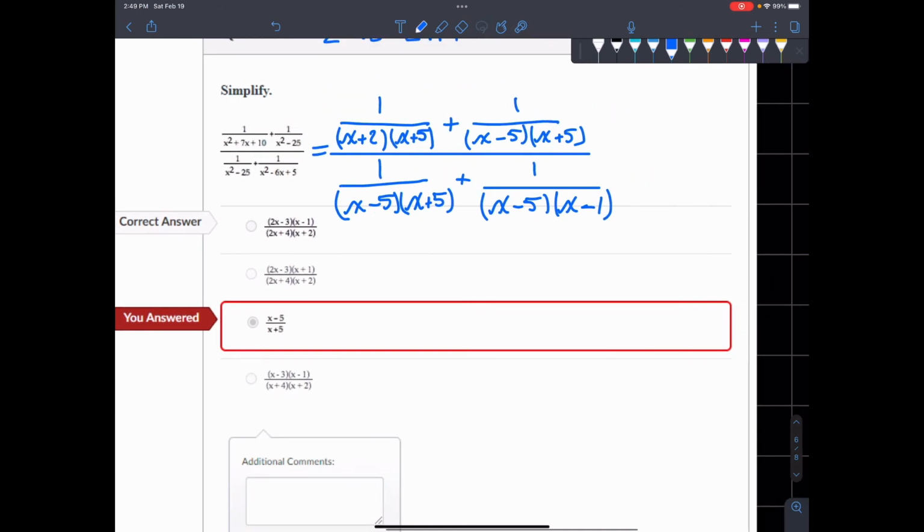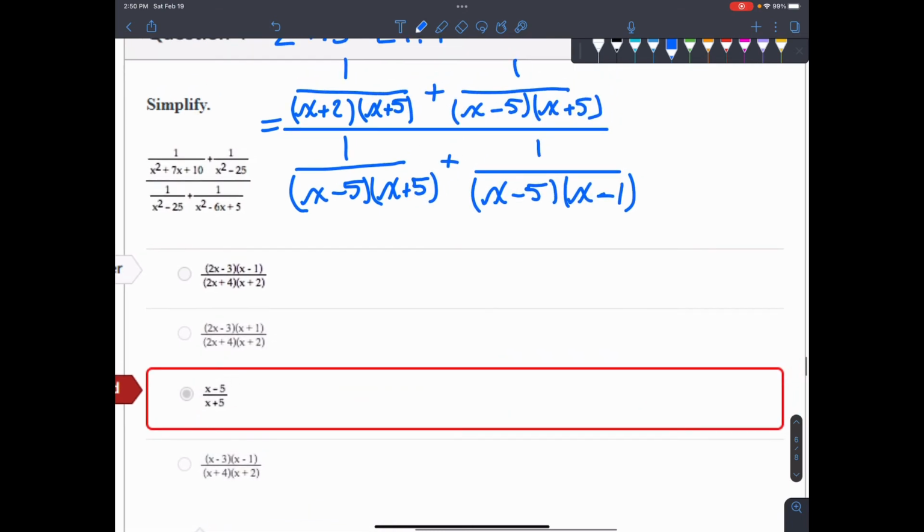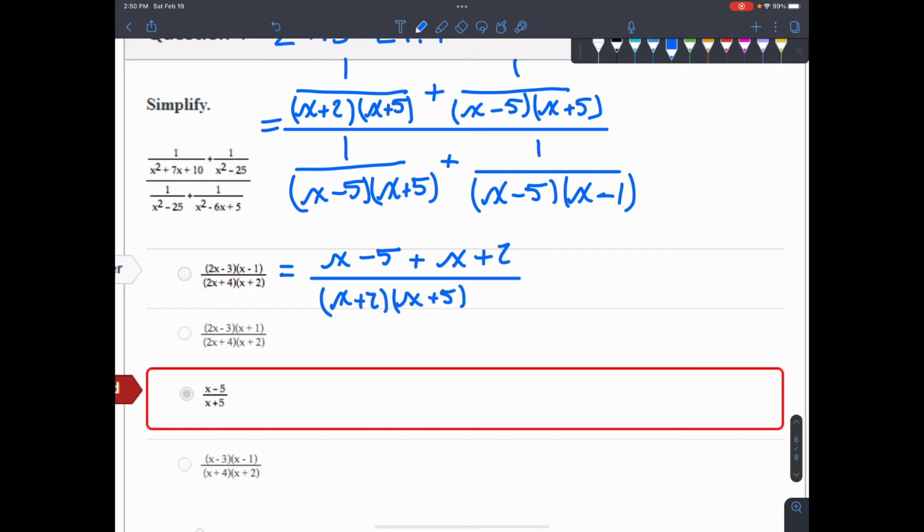Perfect. I'm just going to move this up here a little bit. There we go. So now we've got x minus 5 plus x plus 2, all of that over x plus 2, x plus 5, x minus 5. That's just the numerator. Let's look at the denominator now.